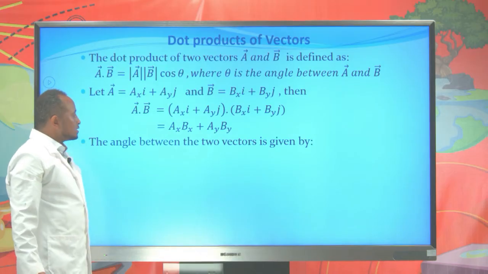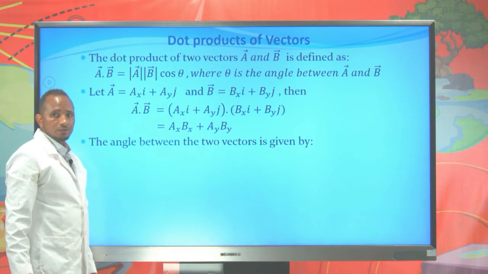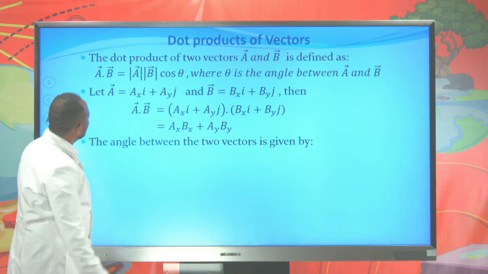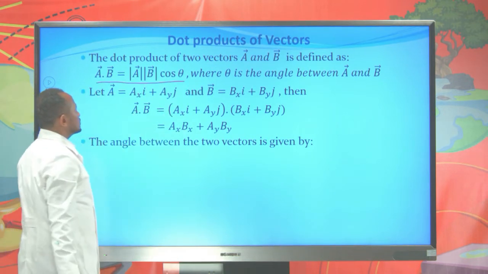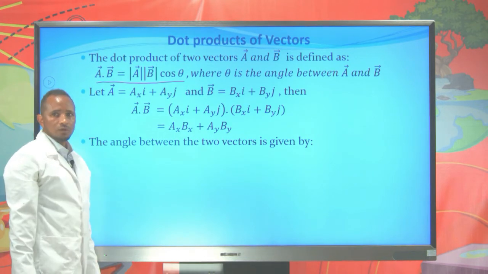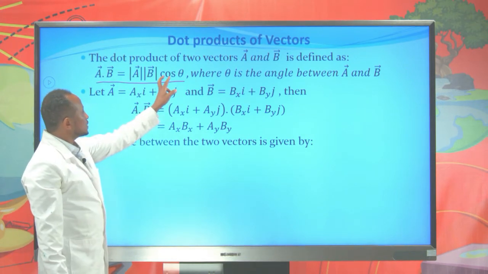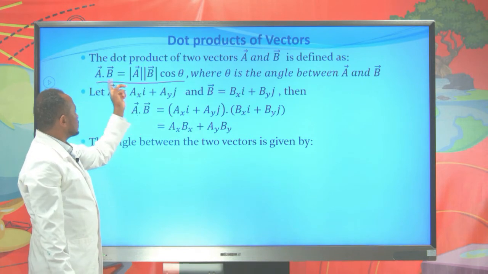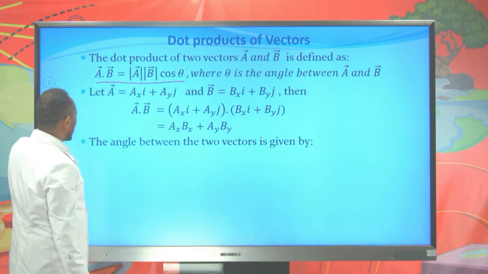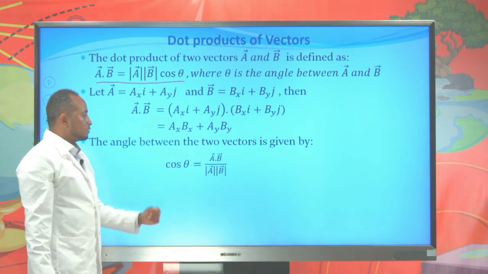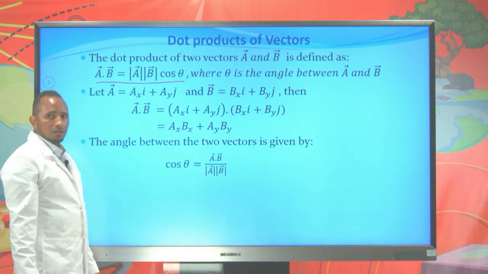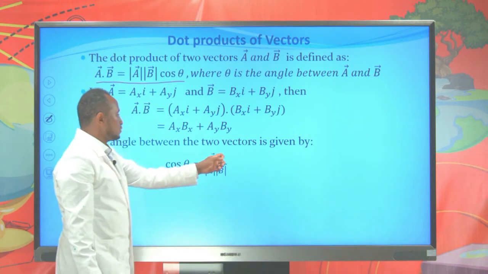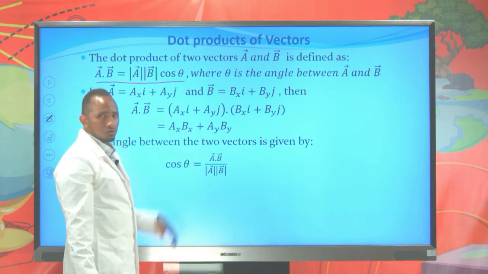So to find the angle between the two vectors, we can use these two equations. We have A dot B equal to the magnitude of A times the magnitude of B times cos theta. To find cos theta, you divide both sides by the magnitudes, so cosine of theta is equal to A dot B divided by the magnitude of A times the magnitude of B. And we can also put in the value of A dot B from the component equation.